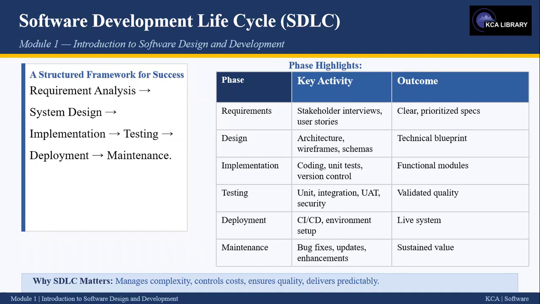To manage this, we use the software development life cycle, SDLC, as it provides a structured framework to ensure we deliver quality predictably. The cycle runs from requirements, where we gather user stories, through design, implementation, testing, and deployment to maintenance. Mastering this cycle is essential because it allows you to control costs and manage the inevitable complexity of large systems.